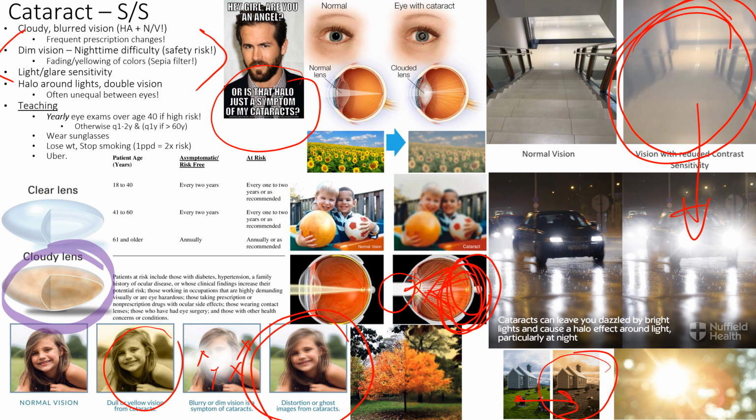Okay, wearing sunglasses. Why should they wear sunglasses? Because what puts you at risk for cataracts? Some UV light, right? Lose weight, stop smoking. You have 2 times the risk for cataracts if you smoke 1 pack per day. All right, and please teach them to Uber. Okay, what else do I have in here? So that's the idea behind cataracts and their symptoms.